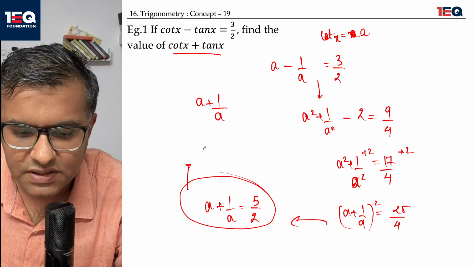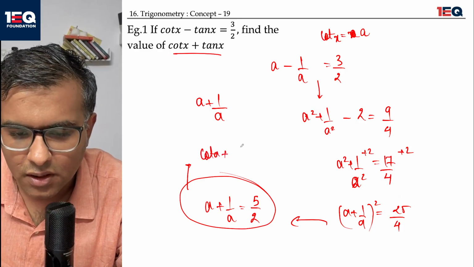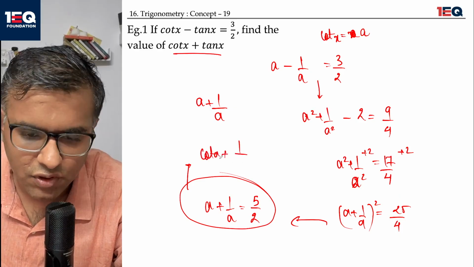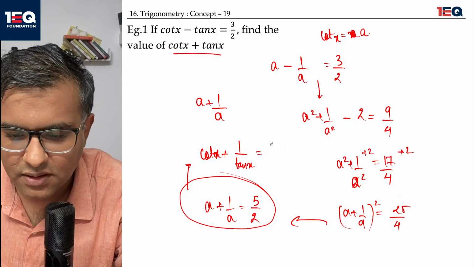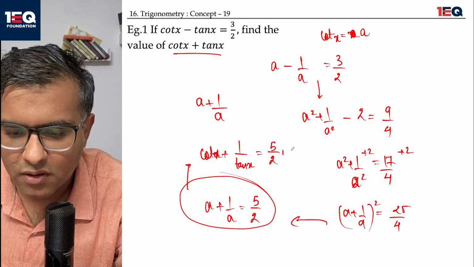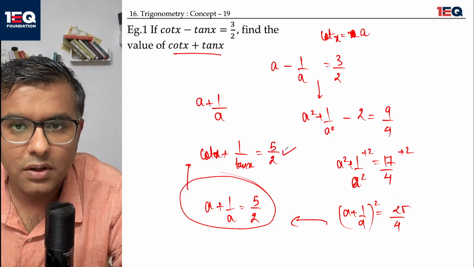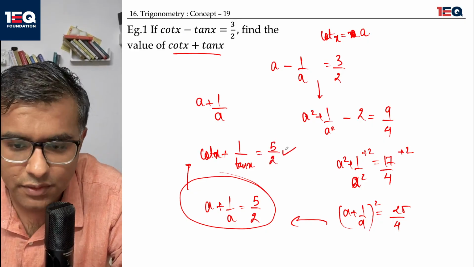The only difference is this is cot x plus 1 over cot x, which is cot x plus tan x. The same thing is 5 over 2, right? The same thing is 5 over 2.